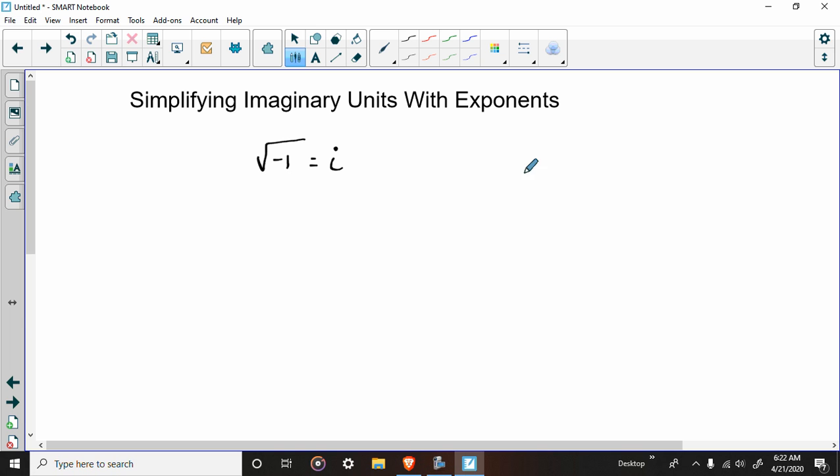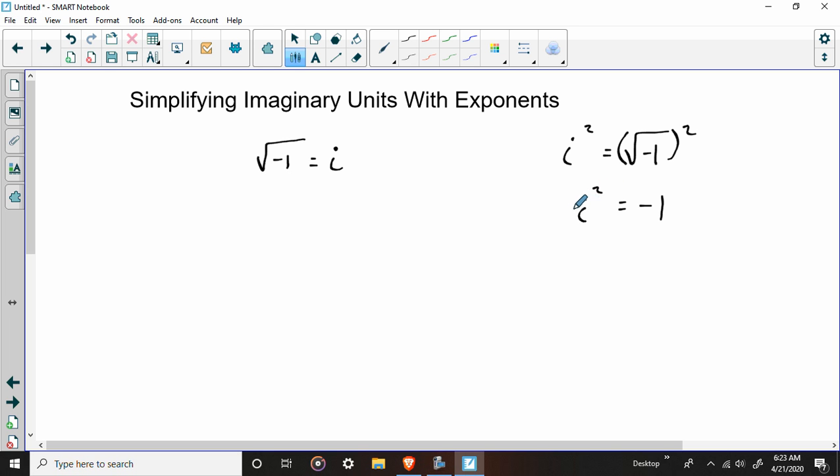What if I said, what is i squared? Well, that would be the square root of -1, squared. And one of the things we do know is that squares and square roots are inverse operations. So if I square this, the square and the square root undo each other, and that leaves us with just -1.